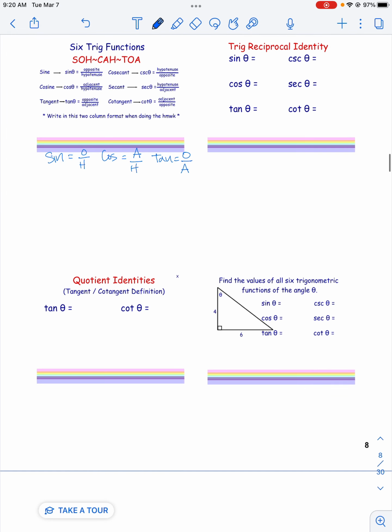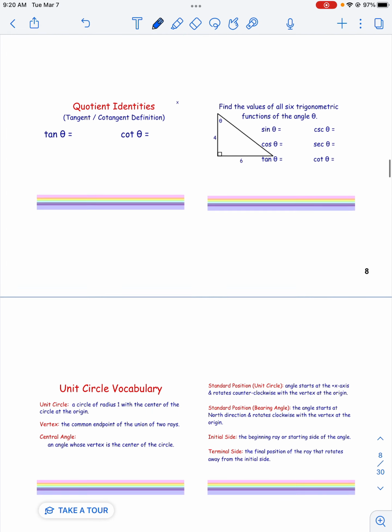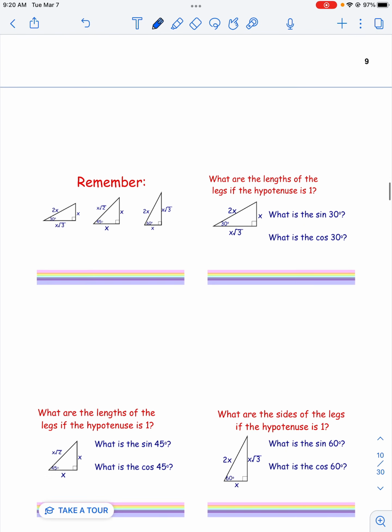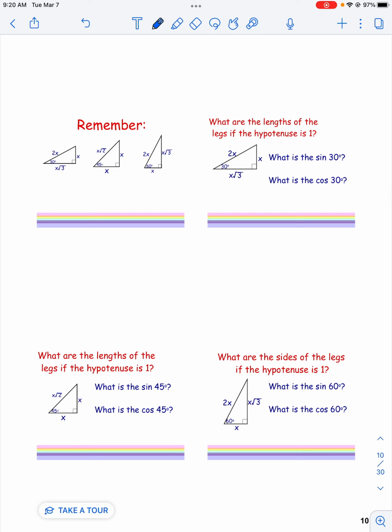And I want to skip a little bit from these quotient identities down to talking about the unit circle. So I'm now on page 10, and I want you to remember the special right triangles that we talked about a few days ago. I want to think about how these triangles got placed inside of that unit circle, with a 60, 30, 90, a 45, 45, 90, and a 30, 60, 90. Not the most accurate picture, but you get the idea.